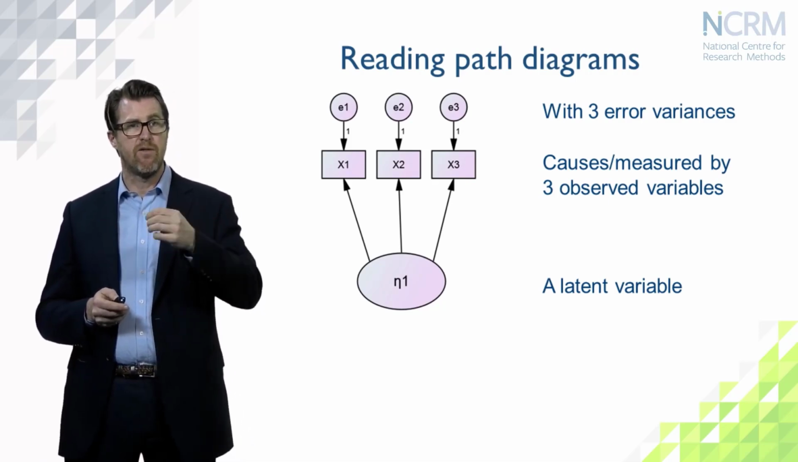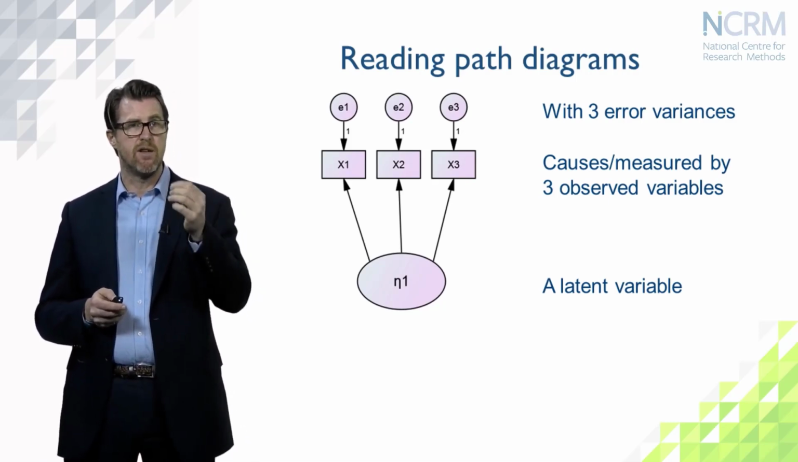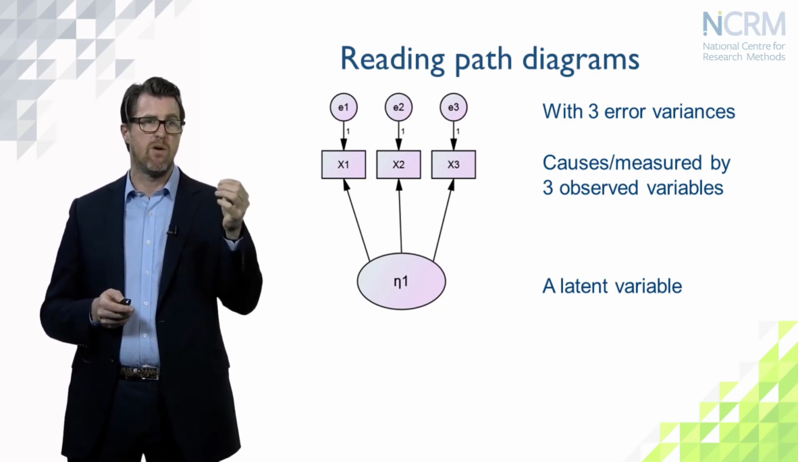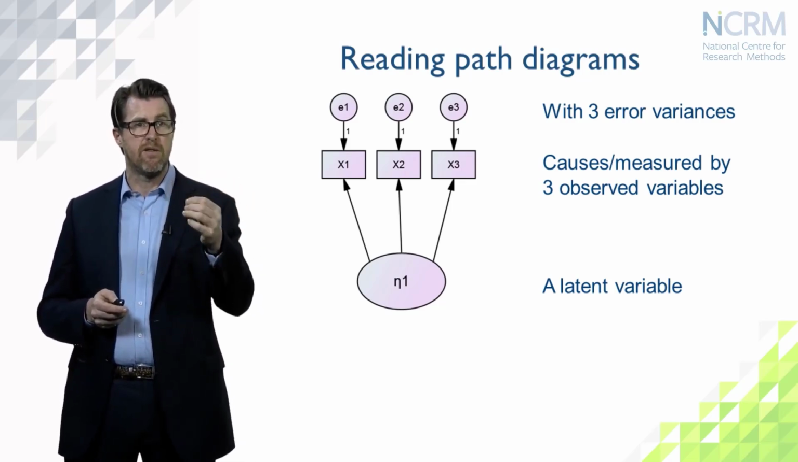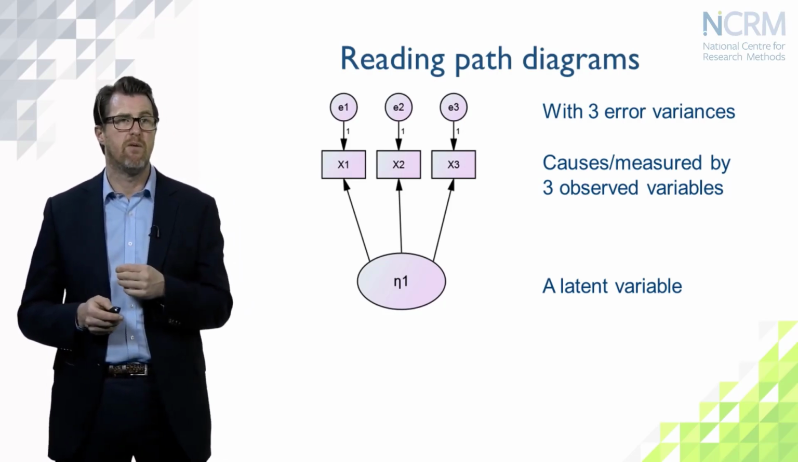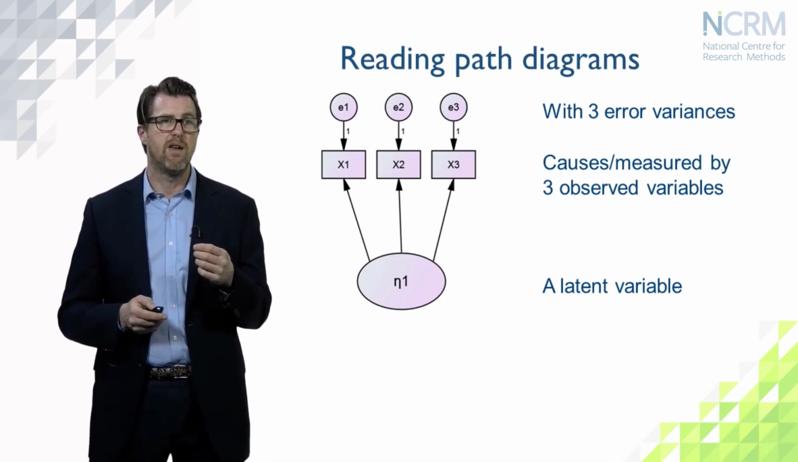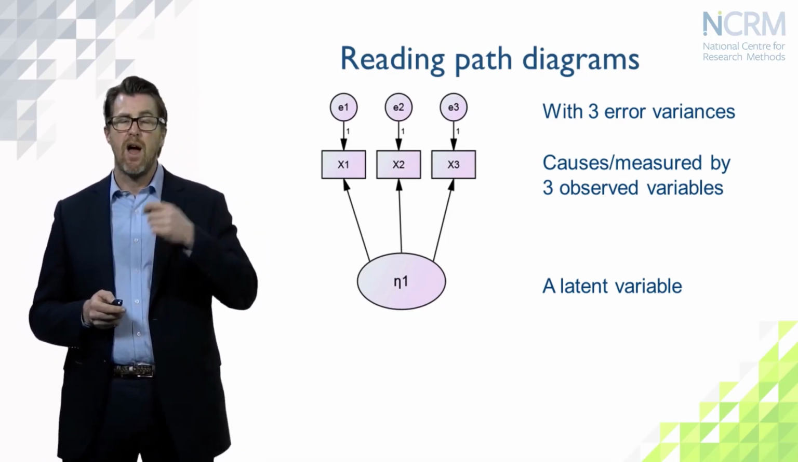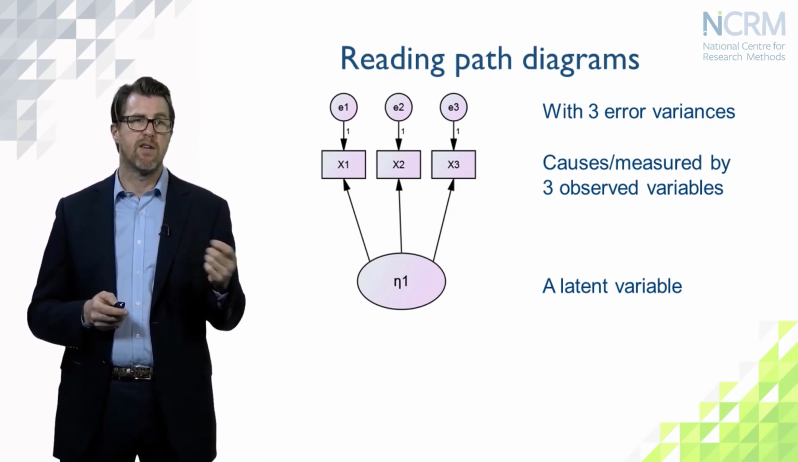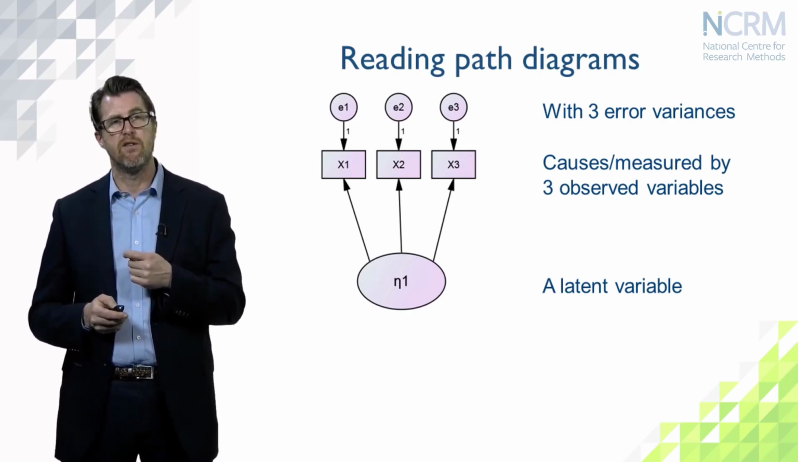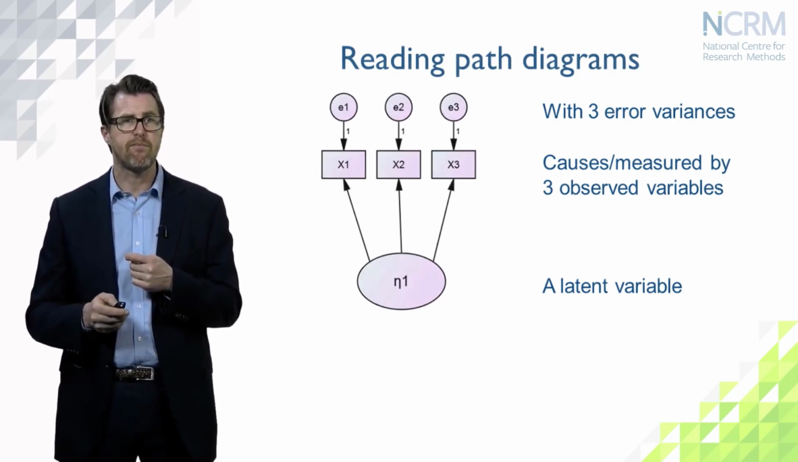So those are the errors for each of those equations. That eta1 is predicting x1 with some error, it's predicting x2 with some error, and so on. So that's a simple path diagram for a factor model, and that could be written as an equation, but we are in this instance using a path diagram.